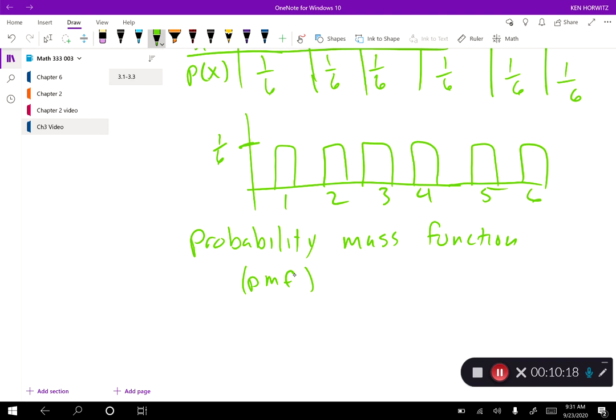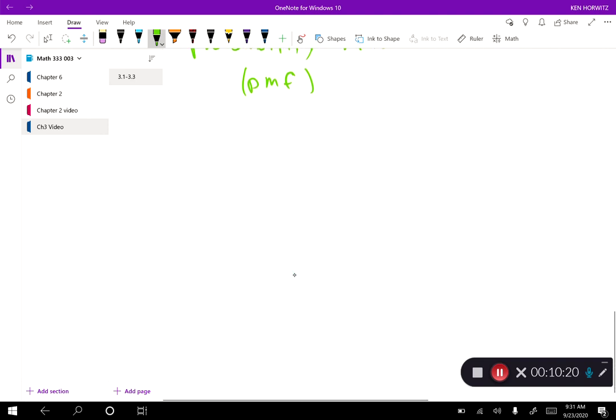Now, there is another type of probability distribution called a cumulative distribution function.